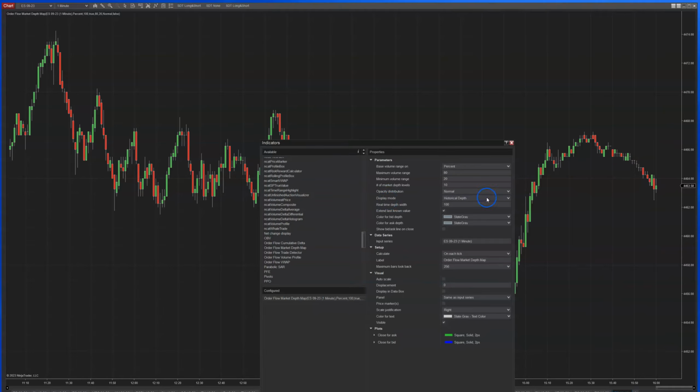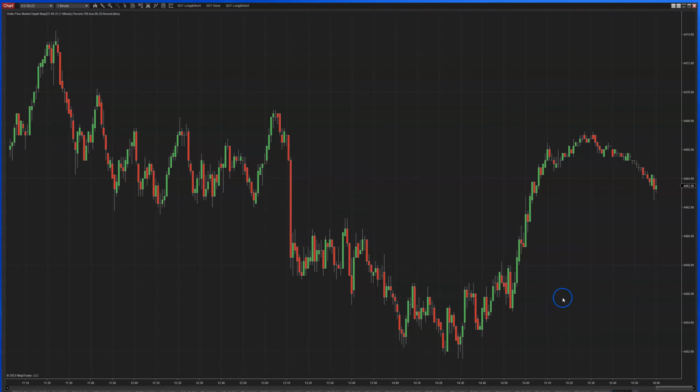Maybe you'd have to run it in tick replay, but as far as opening up a chart and having it appear on there, I believe it will start plotting the depth from the time that you open your chart. And maybe if you're running it in market replay to watch the depth, you can do that after the market's closed.